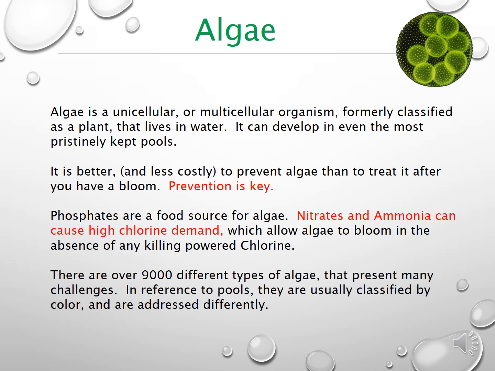Nitrates and ammonia can also cause very high chlorine demand, and that allows algae to bloom in the absence of any high-powered killing chlorine. There's over 9,000 different types of algae, but most of the ones that we deal with in reference to pools are classified by color, such as green algae, yellow or mustard algae, and black algae.